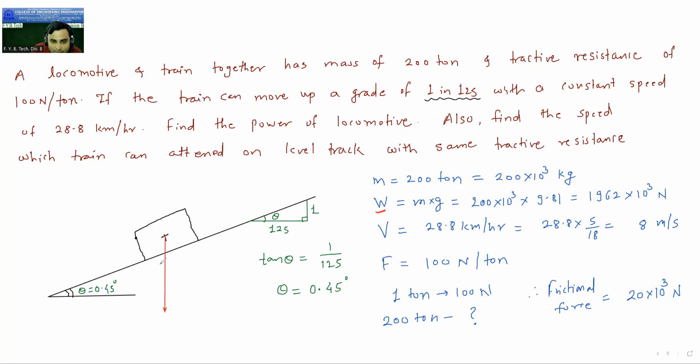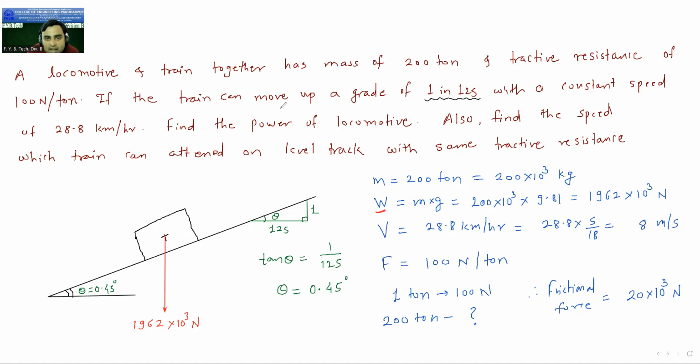Here we consider weight. So mass is this 200 into 10 raised to 3 kg. So when you multiply it by 9.81, then you get the weight. And this weight you should take here: 1962 into 10 raised to 3 Newton. This is the weight. Okay. Now where is the direction of the motion? Now we will show the direction of the motion. Here you can see what they have given us in the numerical.